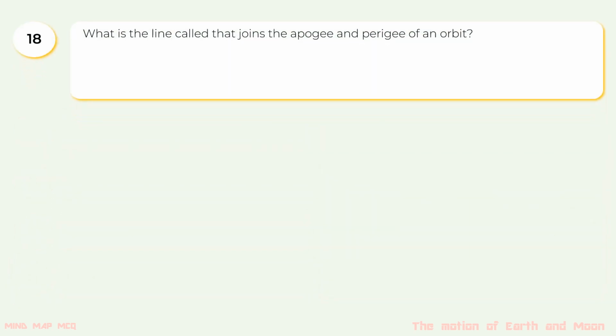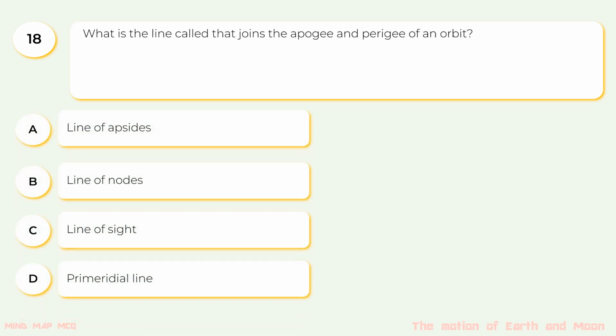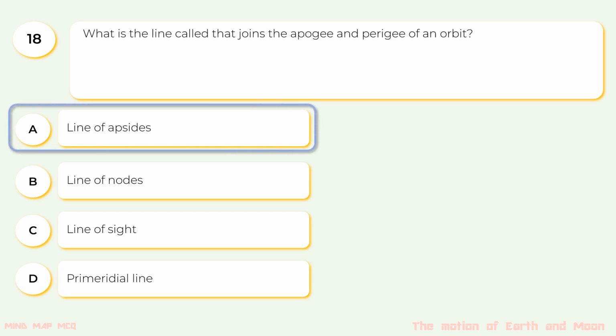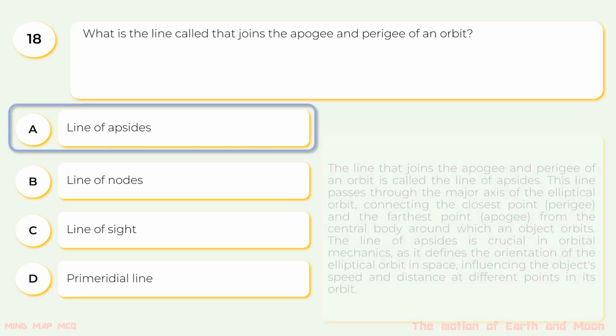18. What is the line called that joins the apogee and perigee in an orbit? A. Line of apsides. B. Line of nodes. C. Line of sight. And D. Primordial line. The correct option is the line of apsides.